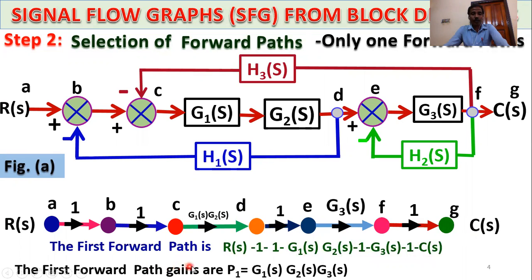And the first forward path gain is P1. This path gain P1 equals G1(s), G2(s), and G3(s). This is the first forward path gain.